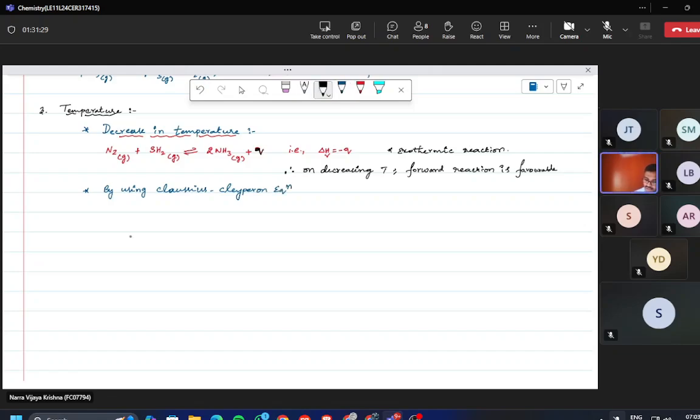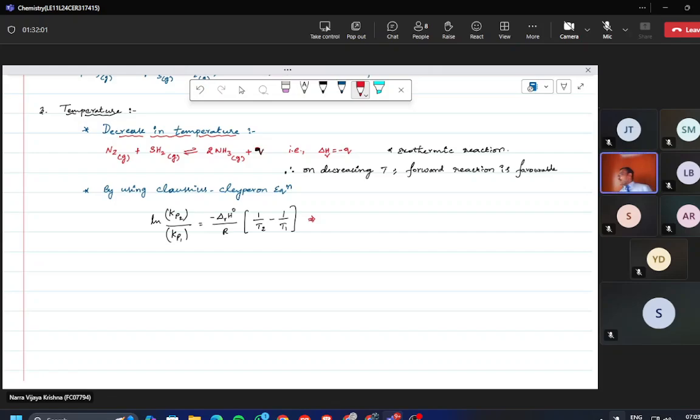What is the Clausius-Clapeyron equation, sir? ln K equilibrium 2 upon K equilibrium 1, instead of writing K equilibrium, can I write Kp2 upon Kp1, is equal to minus delta H naught upon R into 1 upon T2 minus 1 upon T1. Correct, sir? Correct? Now, here also single step.